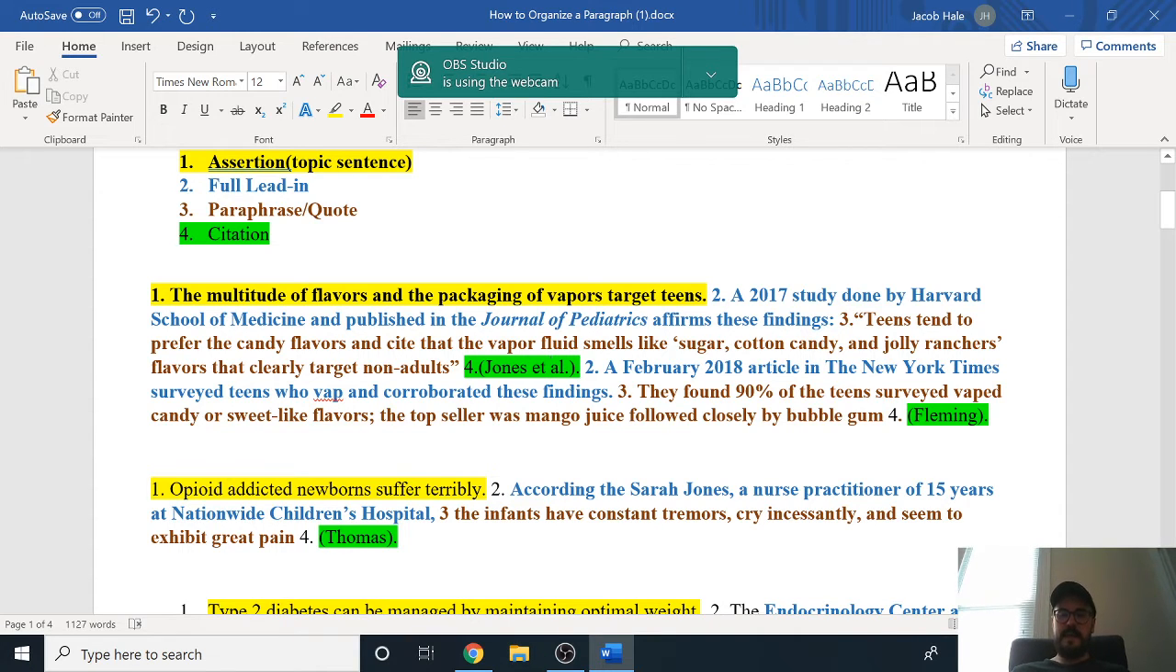A February 2018 article in the New York Times surveyed teens who vape and corroborated these findings. They found 90% of the teens surveyed vaped candy or sweet-like flavors. The top seller was mango juice, followed closely by bubble gum. So our lead-in here gives us some information about the paraphrase, tells us when the article was published, where it was published, and they're also giving us a heads up or a summary of what the paraphrase is going to be about. Then they include their paraphrase, and they provide a citation.